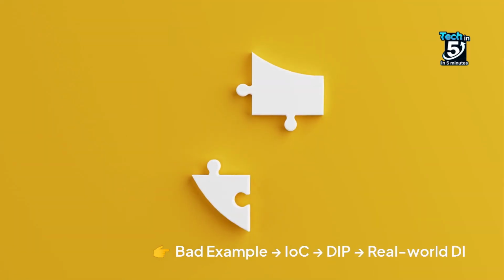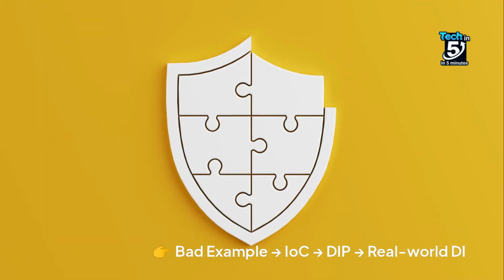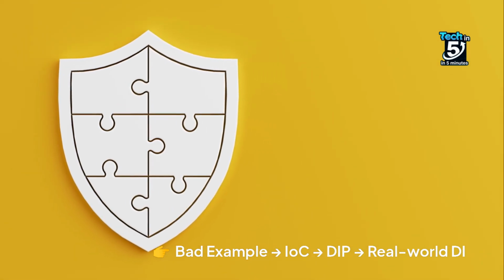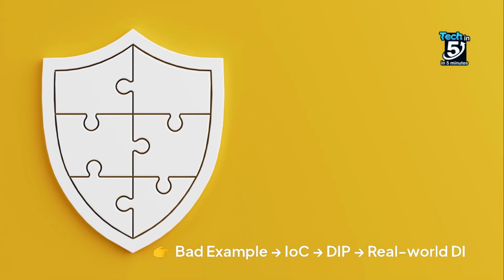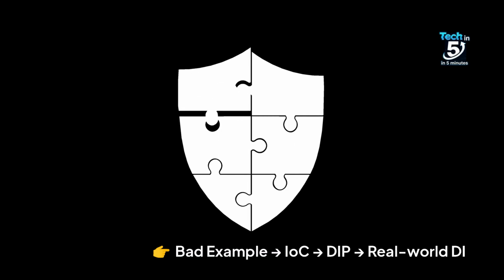We'll start with a bad example, fix it step by step using inversion of control, apply the dependency inversion principle, and finish with the best way to inject dependencies: constructor injection.